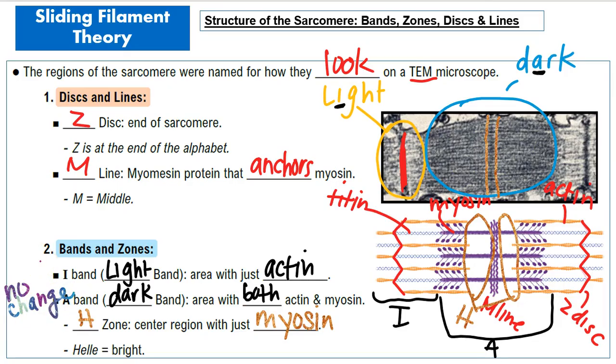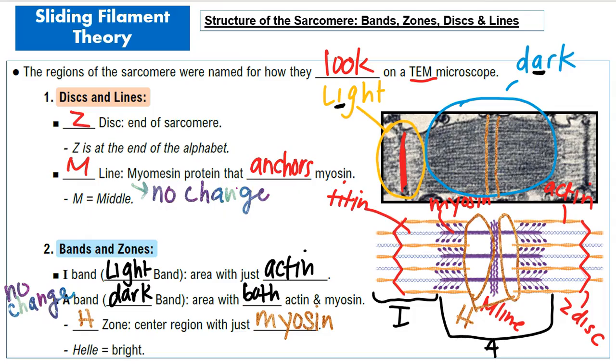Let's talk about something else that won't have any change. Well, let's think about the M line. The M line also wouldn't have any change. Why? Because it's not even moving. It's in the middle anchoring thing. So nothing's going to happen to it. Is there anywhere else we can say, oh, it's not really going to have any change?